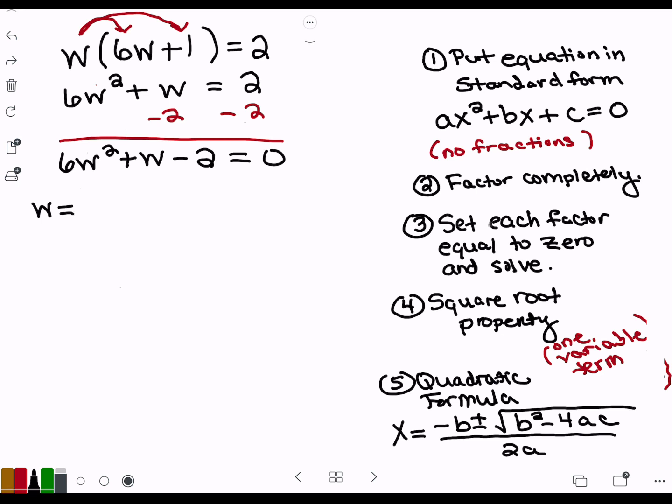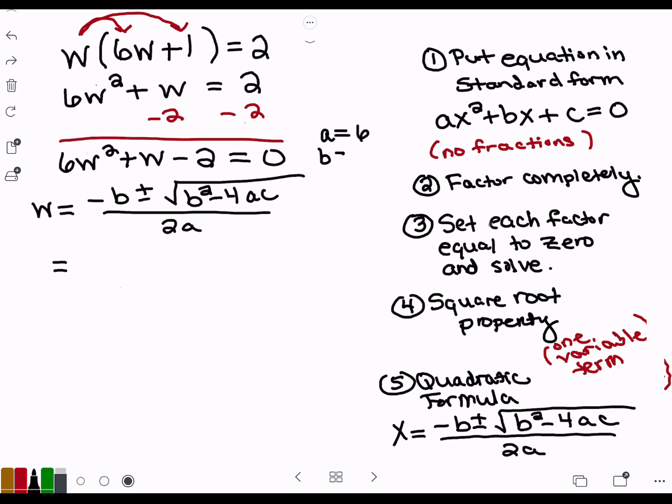Now, I don't want to factor this. I could, but I don't want to. So I'm going to use the quadratic formula. I can't use the square root property because I have two terms here with variables. And it'll make it a little bit more complicated if I try to do square root property. Not impossible, but it's a little more complicated. So I have A is equal to 6, B is equal to 1, and C is equal to negative 2. Let's plug everything in and see what we get.